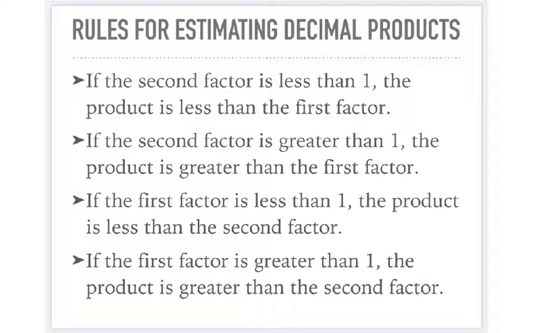So some rules for estimating decimal products. Jot these down if you think they're going to help you. The first one, if the second factor is less than 1, the product is less than the first factor. If the second factor is greater than 1, the product is greater than the first factor. If the first factor is less than 1, the product is less than the second factor. And if the first factor is greater than 1, the product is greater than the second factor. We've been talking about this for a while, so I'm just going back over those rules for you.